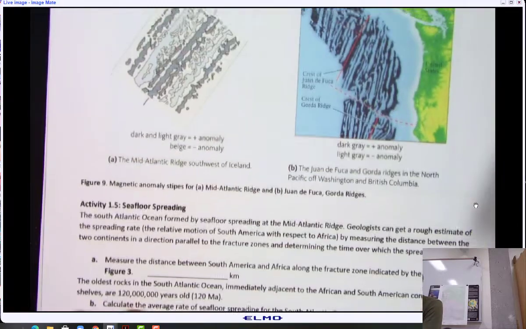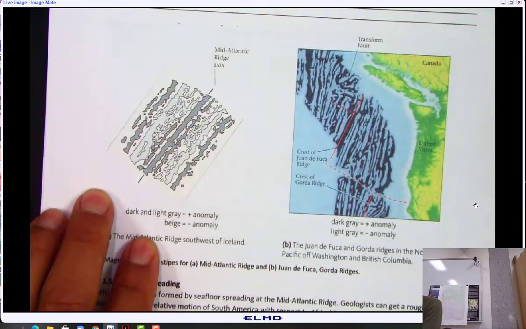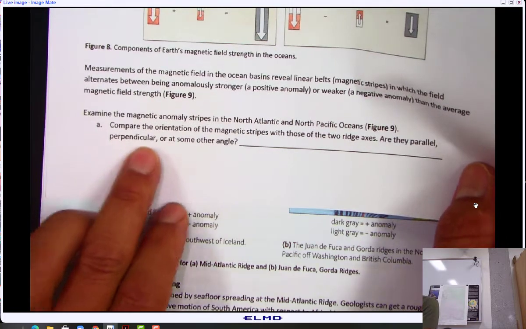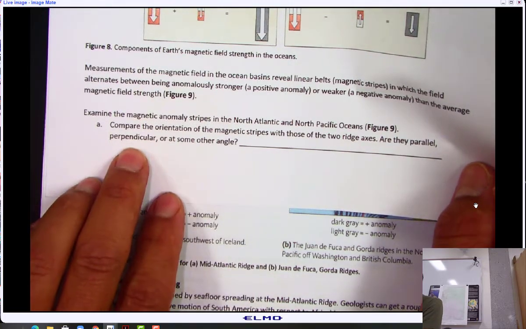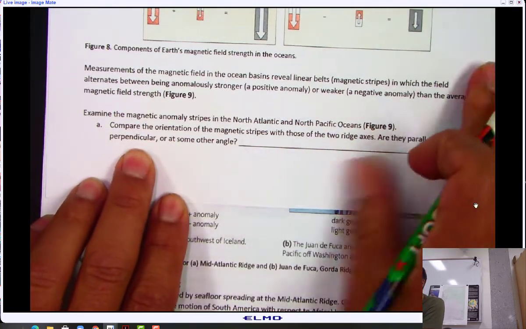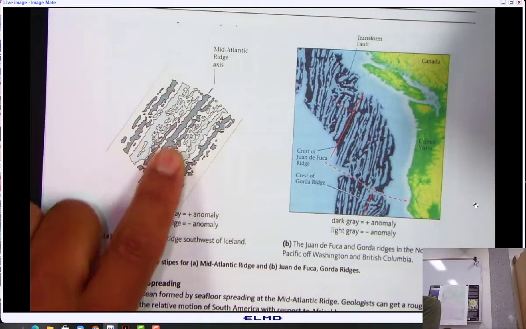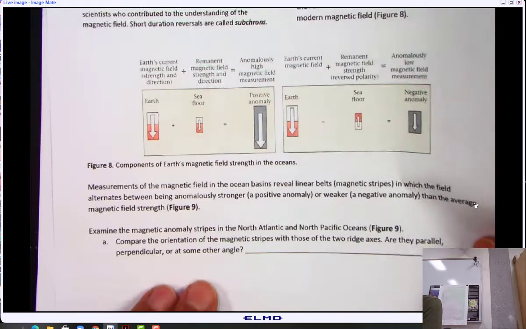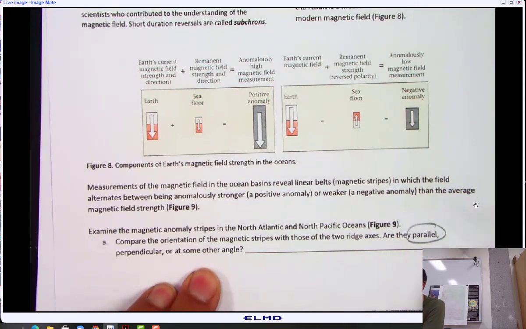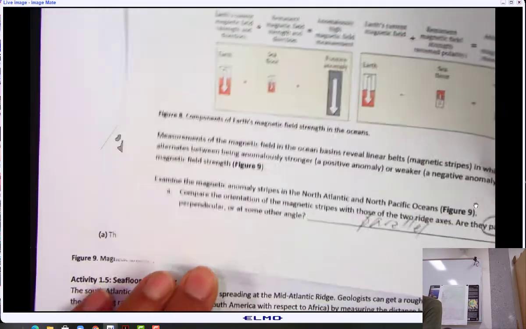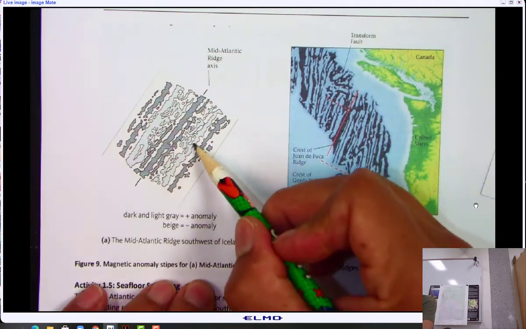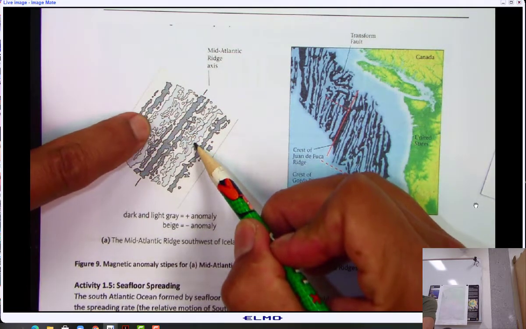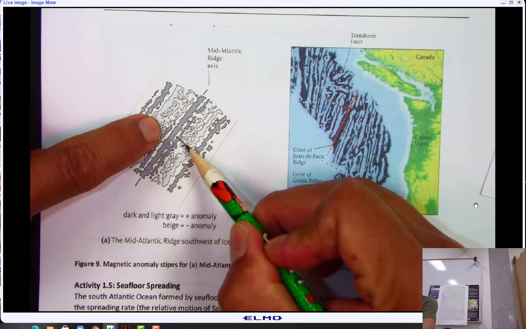So that's just figure 9. And they're asking us in this first question, what's the orientation of these? And you can see that they're going to be parallel, right? They're parallel to the mid-ocean ridge axis. So here you could just circle parallel or write the word parallel. They're going to be parallel to the mid-oceanic ridges, which is a strong indication that this seafloor out over here was once here and has since moved away to its current position.